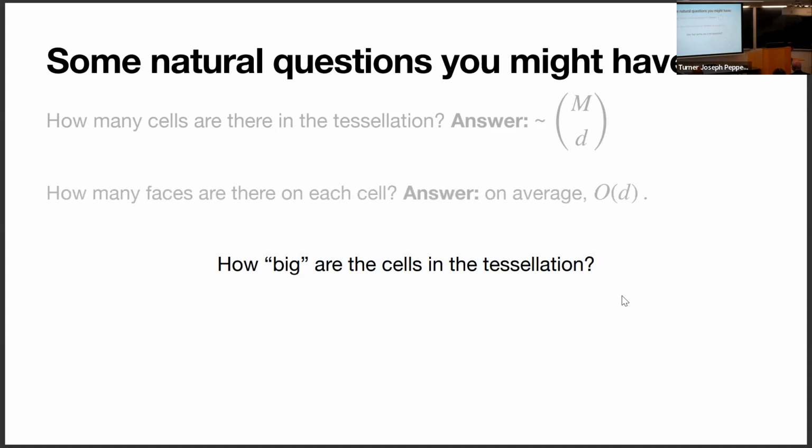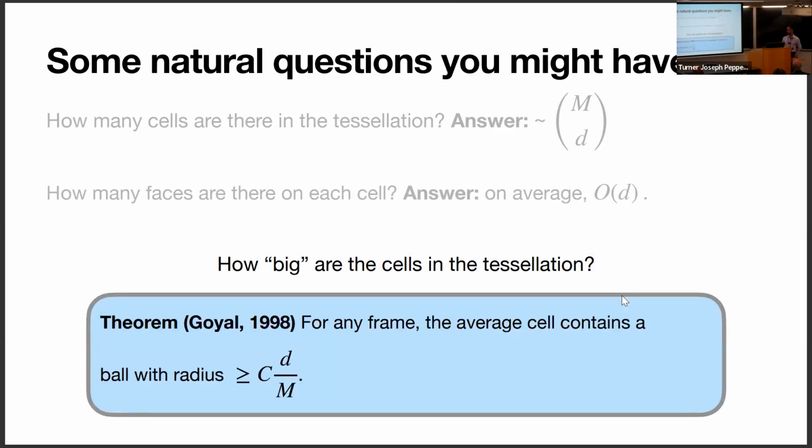Another question you might have, and this is the question that we really care about, at least in the context of recovering a signal from quantized frame coefficients, is how big are these cells, right? And the measure of big that I care about here is the radius of the cell, which is proportional to volume, but I'm not interested in the volume for this talk.